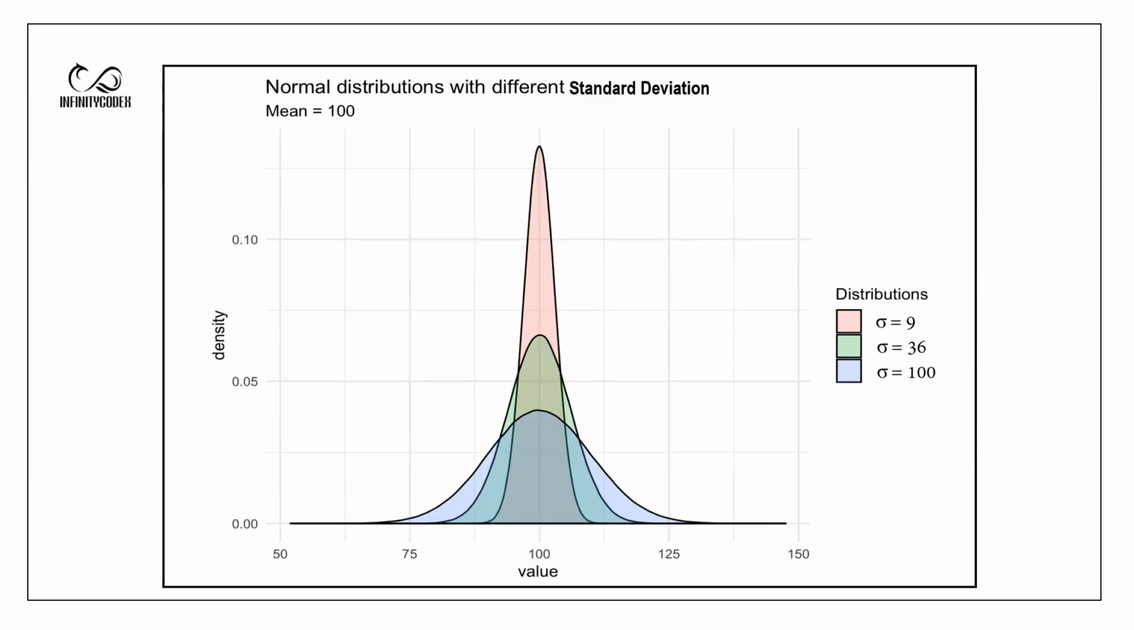Here we can see a perfect example of how a change in standard deviation with a constant mean leads to different types of graphs. For example, a standard deviation of 9 leads us towards the tall and narrow graph. A standard deviation of 36 gives us a normally distributed graph, and a standard deviation of 100 gives us a short and wide graph.